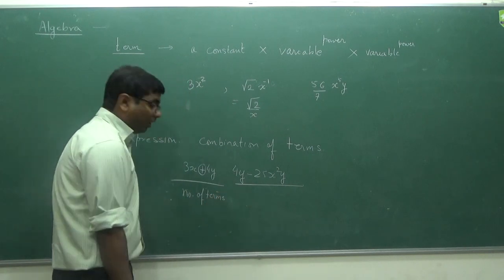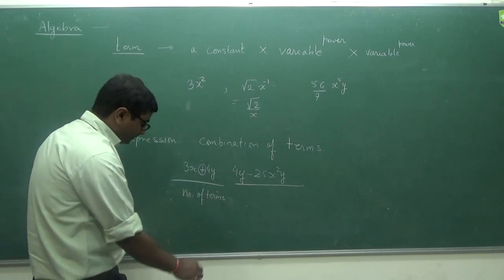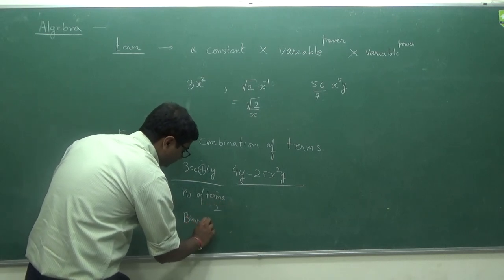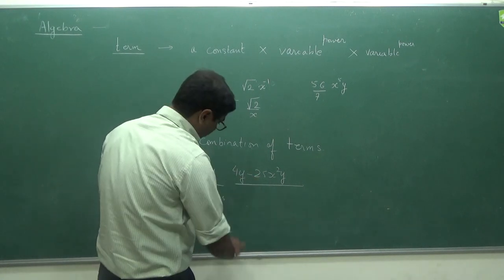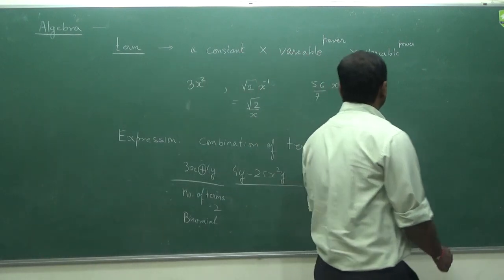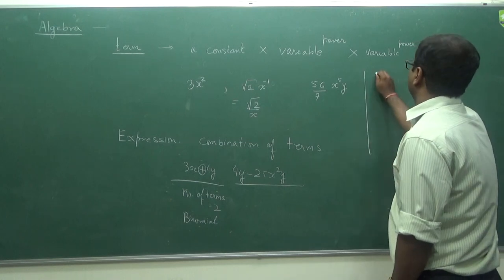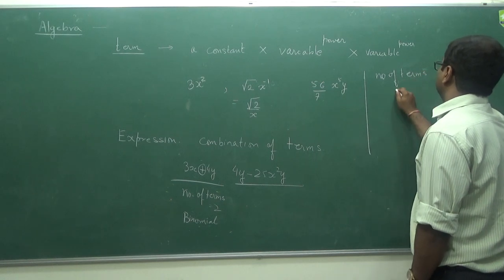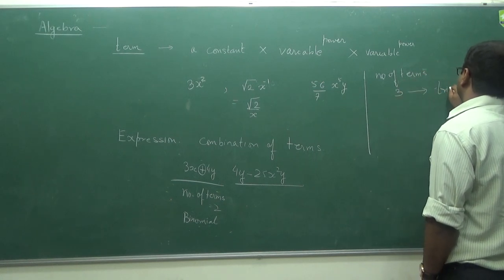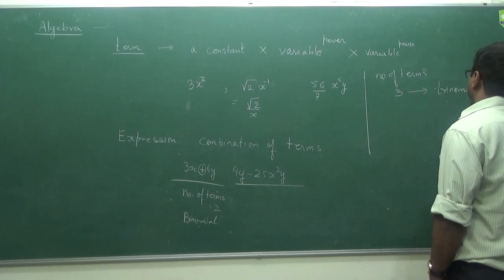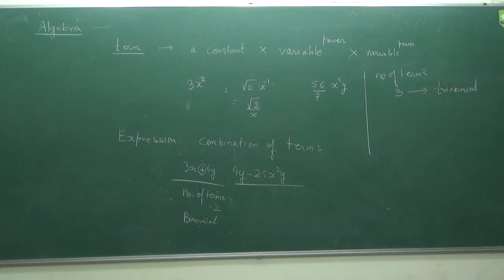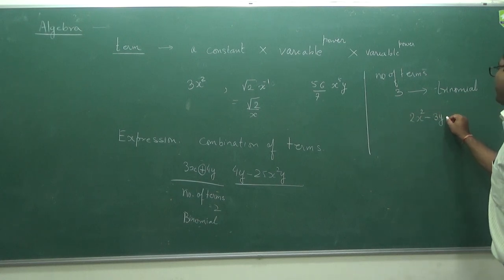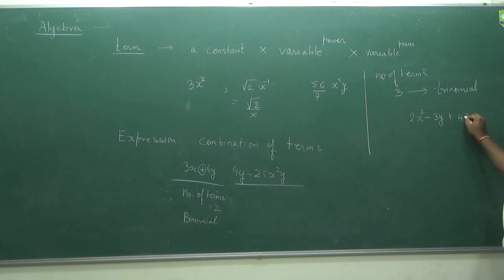Such expressions are called binomials. Hence, this is called a binomial. Number of terms here is 2, so this is also a binomial. So an example of a trinomial will be, let's say, number of terms is 3, it's called a trinomial. Okay, so an example of a trinomial is 2x squared minus 3y plus 4z.